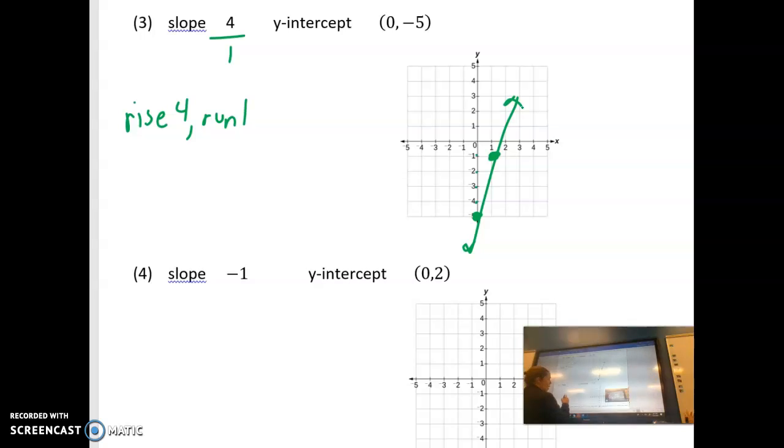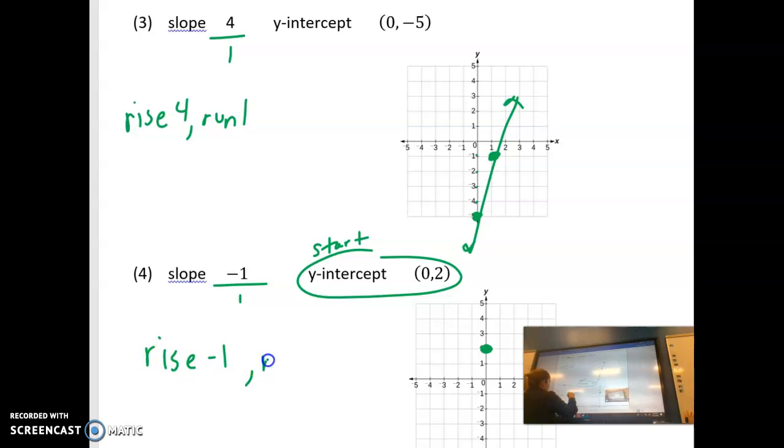All right, so last problem here. We have a slope of -1 and a y-intercept of (0, 2). So I start at (0, 2). Again, this is where you start. And then I need to apply a slope of -1, but you need to turn it into a rise over run. So to turn a whole number into a fraction, you put it over 1, which means I rise -1 and I run 1. And so we have another example of rising -1.